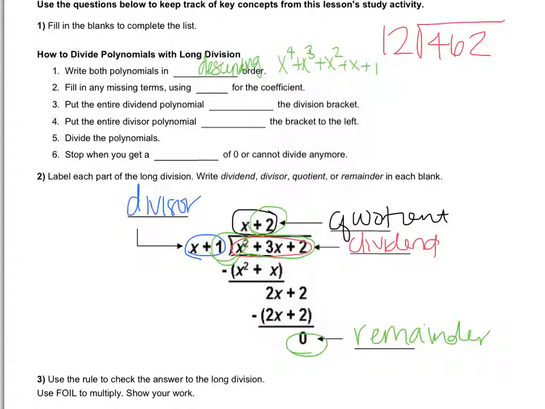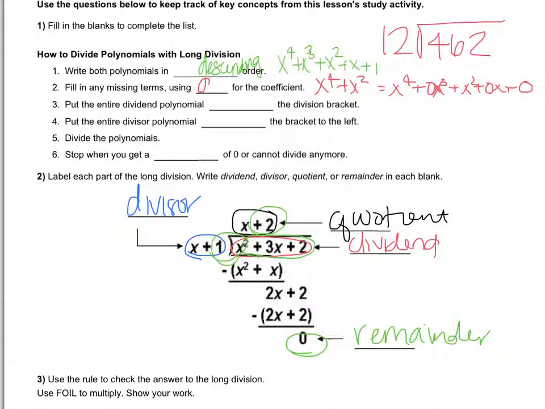So the second thing is you fill in any missing terms using a 0 for the coefficient. So what that means is that if I had x to the fourth plus x squared, I would have to rewrite that as x to the fourth plus 0x cubed plus x squared plus 0x plus 0. I have to put in zeros for all those missing pieces.